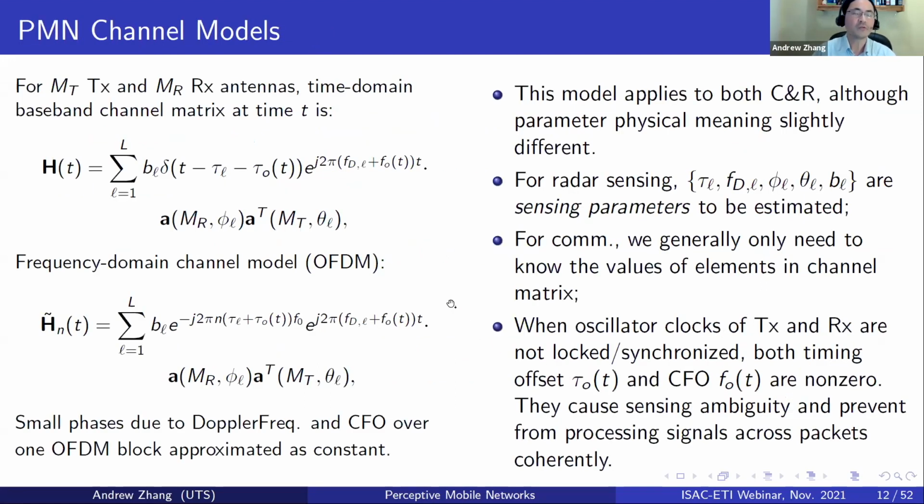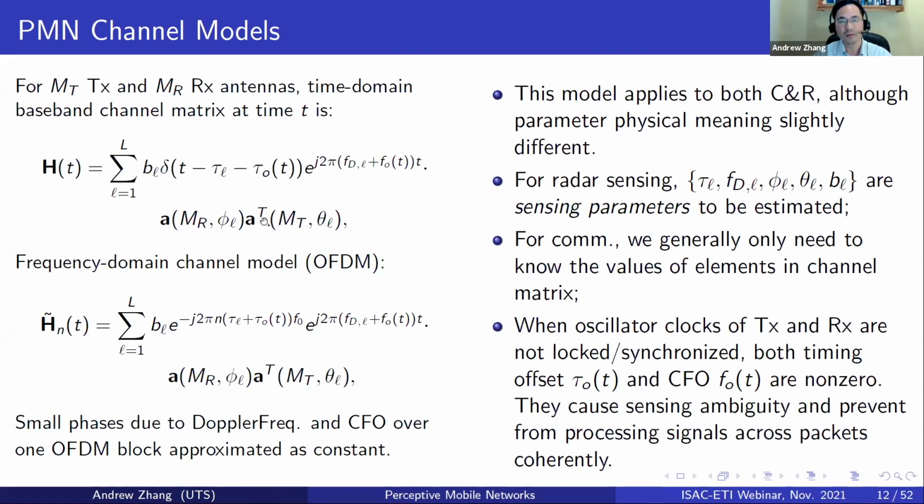All right, let's have a look at the channel models that can be used to describe the sensing. We have the time domain and the frequency domain channel models here. We can see that they are quite similar to the ones used in millimeter wave research recently, because they are based on the representation of sensing parameters. Here we have path delay, Doppler shift, AOA, AOD, and the amplitude. These five variables we call sensing parameters.